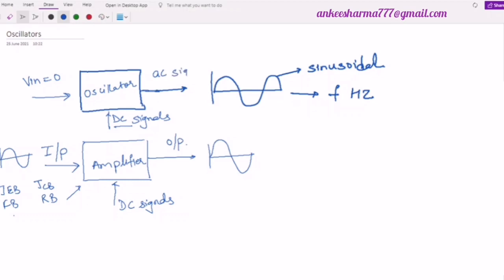It means I am capable of generating an AC signal from a device by just giving the DC signals, or in the other case I can say without applying any input, which in the case of the amplifier is the sinusoidal signal. We are not applying any input, but still we are getting the AC output with the help of the DC signal. Then that kind of device is called an oscillator, right? So this is the very basic idea regarding an oscillator, and how we are going to achieve it, we will discuss later in the lecture.